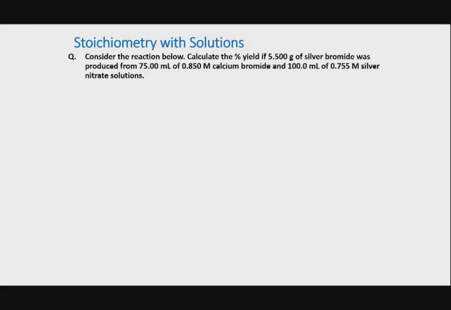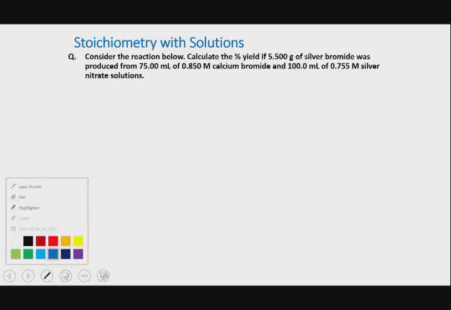Okay, go ahead and pause the recording again while you read the problem and try to set it up. Now this is the finale of the whole course, so to speak. We are combining solutions with stoichiometry in a big way.